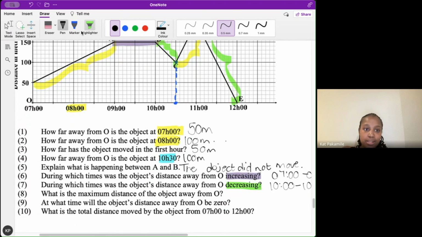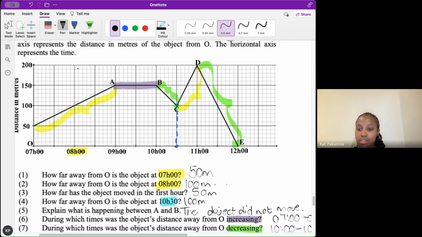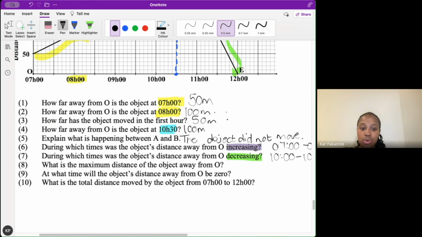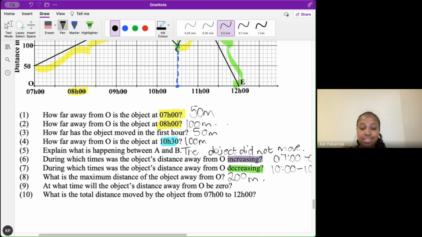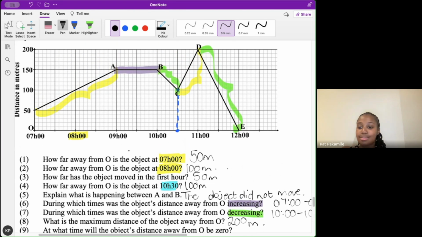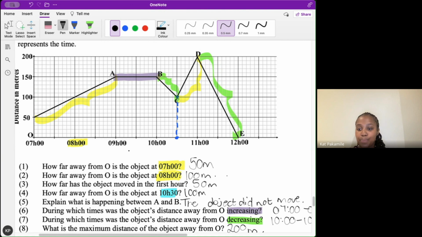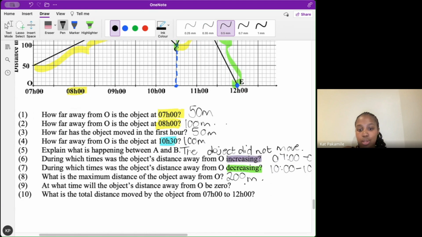Okay, what is the maximum distance that this object reached from O? What is the maximum distance? Nice. That would be 200 meters. At what time will the distance of this object from O be 0? That is true. When it's back on the axis, the only time it touches this axis is at 12 o'clock. So that would be at 12.